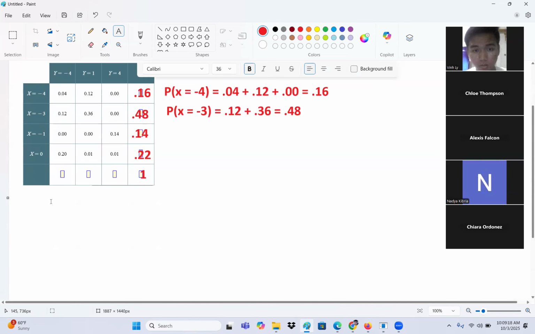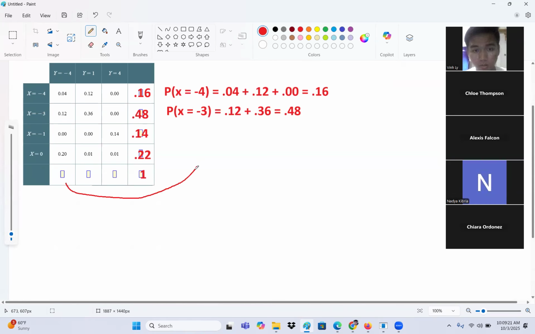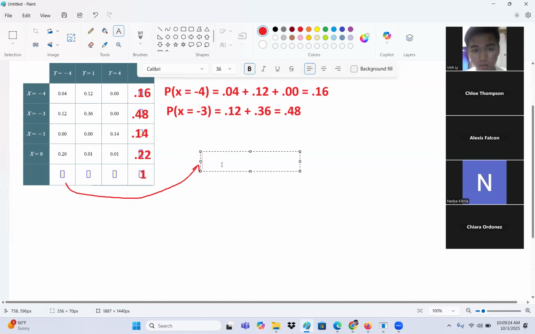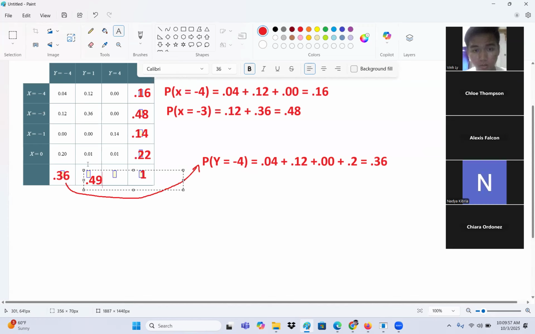In other words, this one is the probability of Y equal to -4. So we just simply add up 0.04 plus 0.12 plus 0.00 plus 0.2. It's actually going to give 0.36 as well. And then we do the same thing for the probability when Y equal to 1. Add up those two, we get 0.49. Then we add up this, you're going to get 0.15.